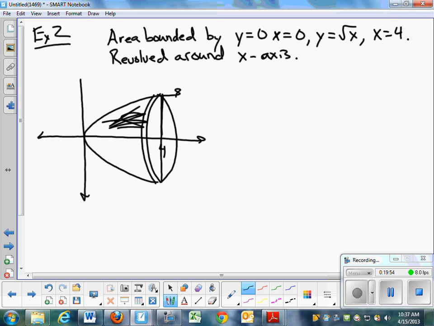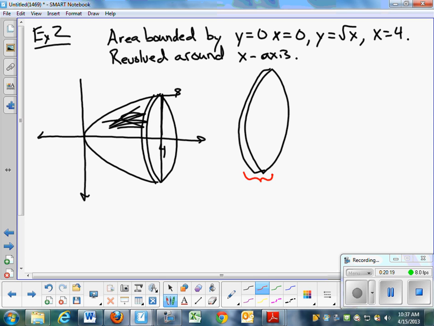The point is, though, what did I cut off? I cut off what shape? A slice, a disc. So I want to look at what I cut off. I cut this shape off. Okay? It's that shape that we want to work with.